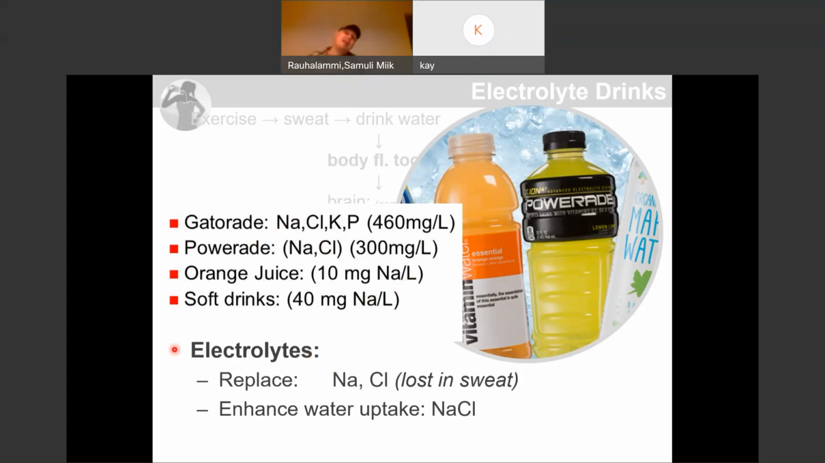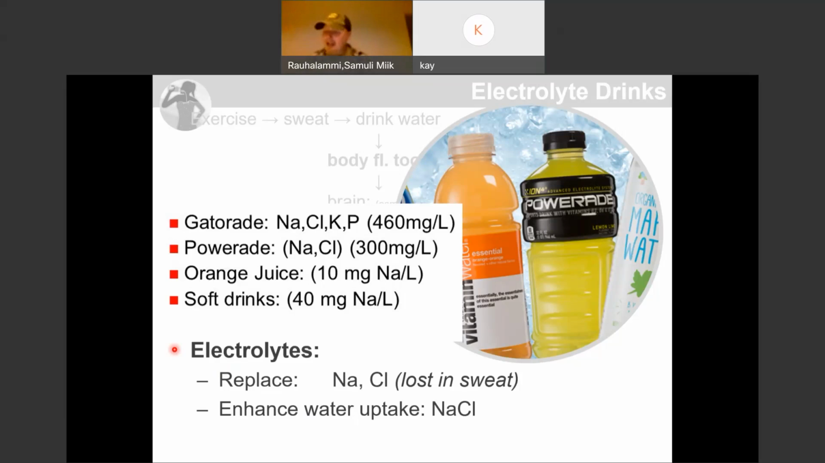So you shouldn't have to rely on electrolyte drinks in your day-to-day life, but if you are losing a lot of fluids and losing a lot of electrolytes, then that might be a useful option to explore. So here we see especially the sodium and chloride and so on as examples.